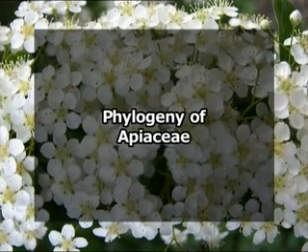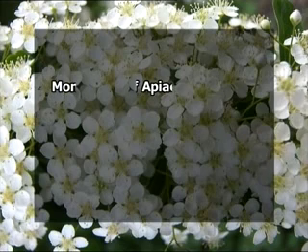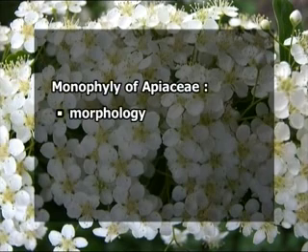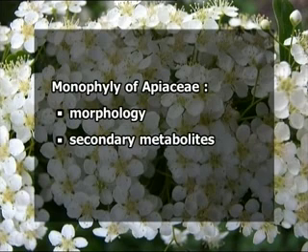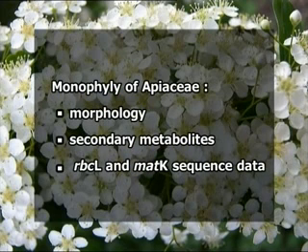Now let's discuss the third part of today's lecture, that is the phylogeny of the family Apiaceae. The monophyly of Apiaceae, that means the monophyletic origin of Apiaceae, that it's a natural group, is supported by various sources, chiefly morphological data, secondary metabolite data, or very recently DNA-based data like rbcL and matK gene sequence data. All these types of evidence support the monophyly of the family Apiaceae.